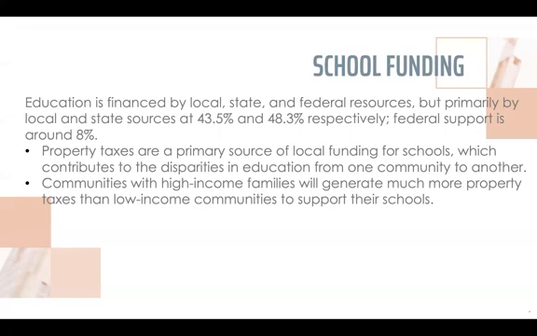But primarily that money is coming from local and state distributions, somewhere about 43.5 or 48.3% respectively, right? Federal support is substantially less. And so that local and state support is connected oftentimes to property taxes, being the communities that you live in, the taxes that you pay on the property that you live in, ultimately is considered a primary source for the local funding of the schools. This is a huge part of the disparities that we see in education that exists from one community to another.